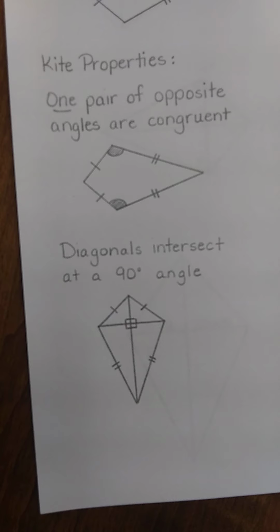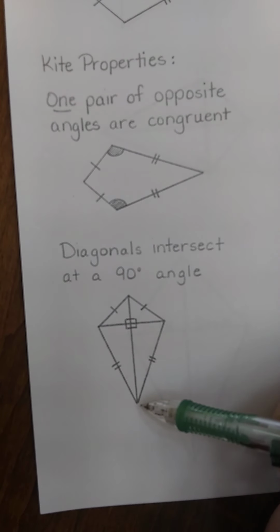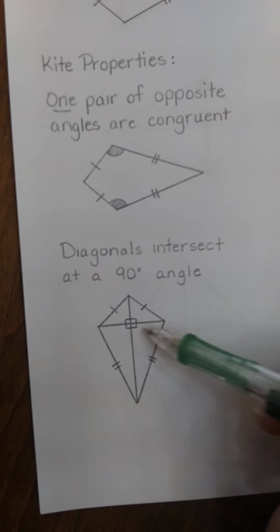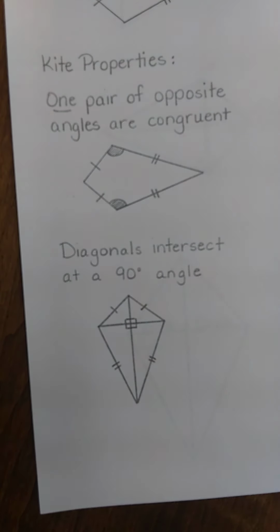Another property is that the diagonals intersect at a 90-degree angle, or the diagonals are perpendicular to one another. So as we draw in the diagonals of the kite, and if you're thinking about an actual physical kite, these would be like where those support bars would go across. Where they meet, it's going to create 90-degree angles every time.